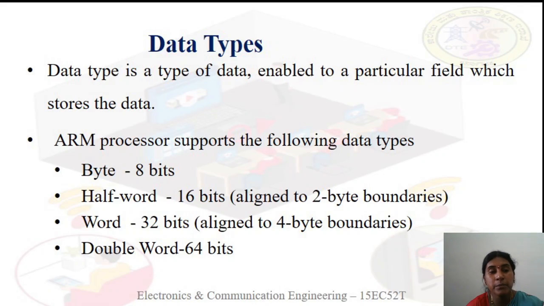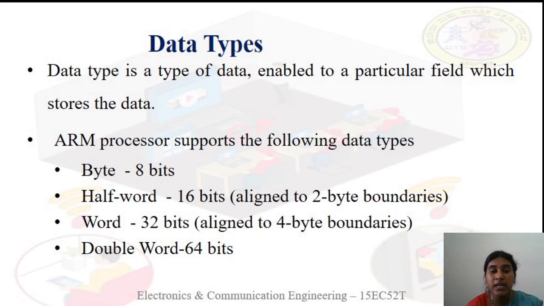The first one will be the byte. Do you know what you mean by byte? The 8 bits are called a byte and the 4 bits are called a nibble. You know that one. The grouping of 4 bits is called a nibble and a group of 8 bits is called a byte. That is the first data type, that is a byte.